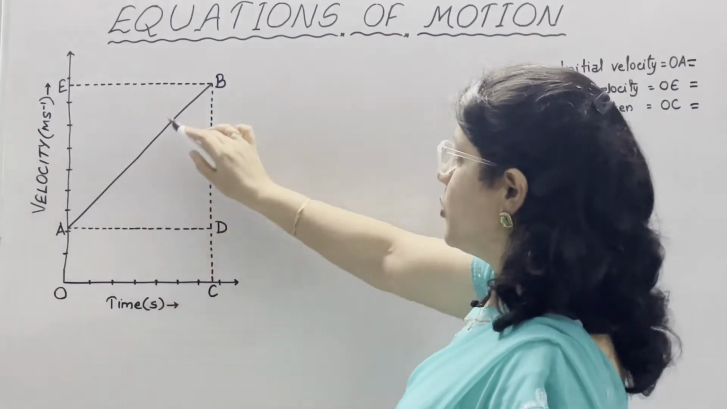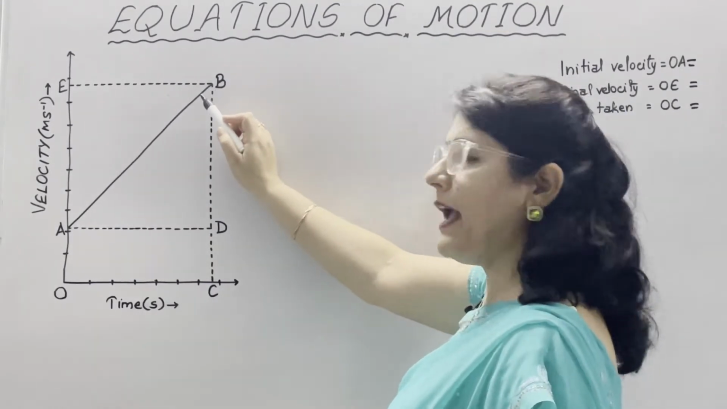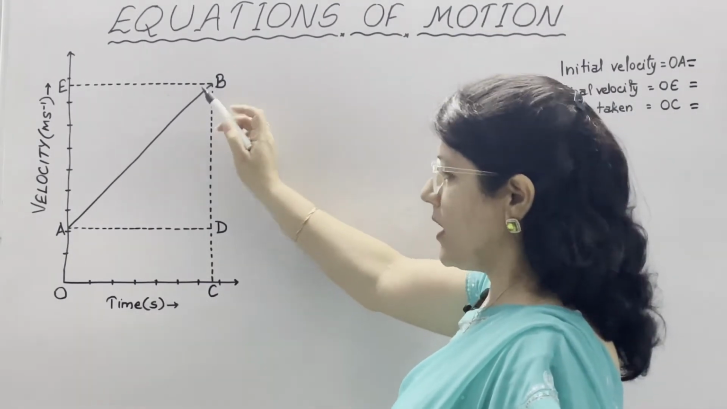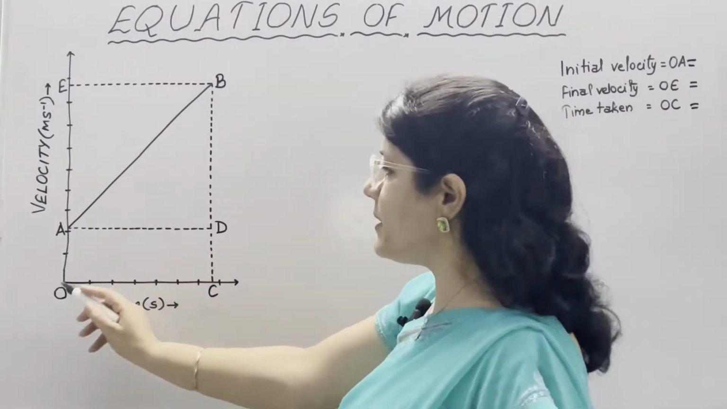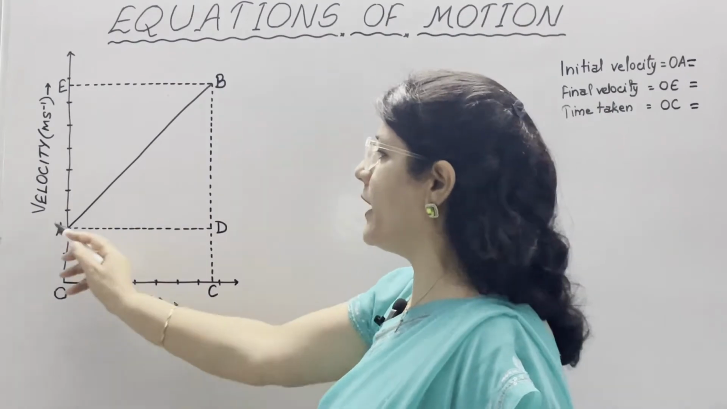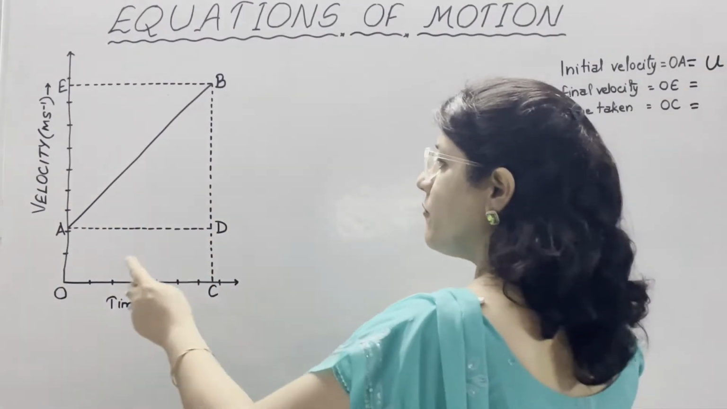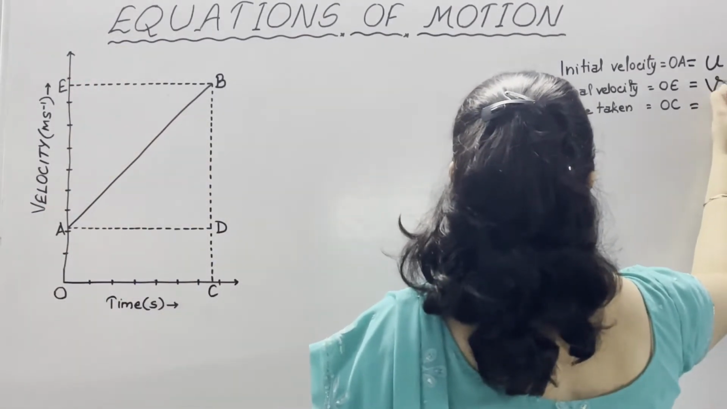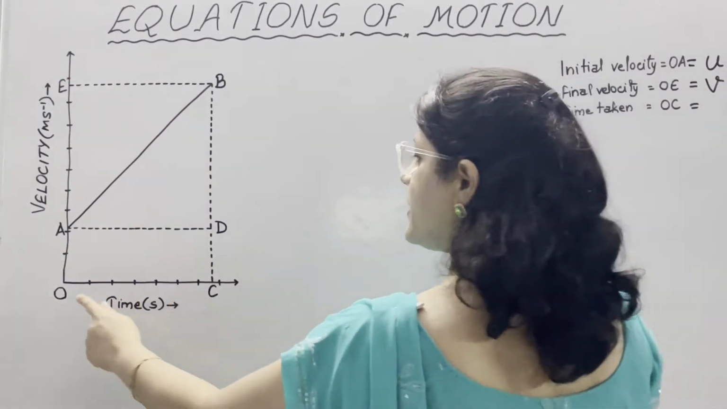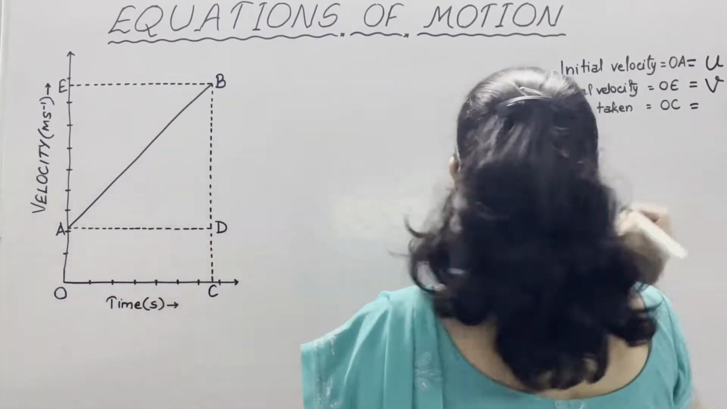AB is the motion described by an object which is moving in a straight line having acceleration a. But its initial velocity is not zero. It has some initial velocity which is OA, and OA is given by small u. The final velocity of this particle is OE, which is given as v. And the time taken is equal to OC, and OC is again equal to AD, which is equal to t.